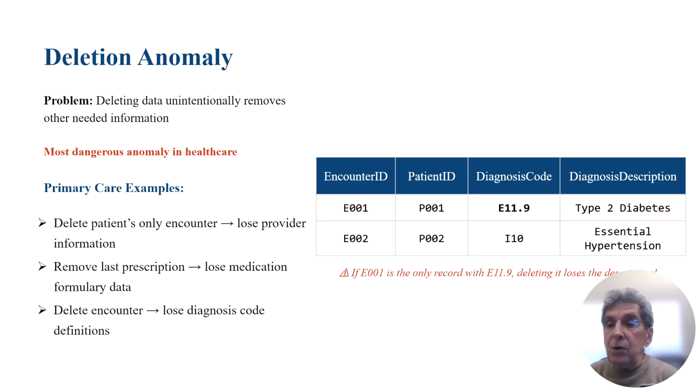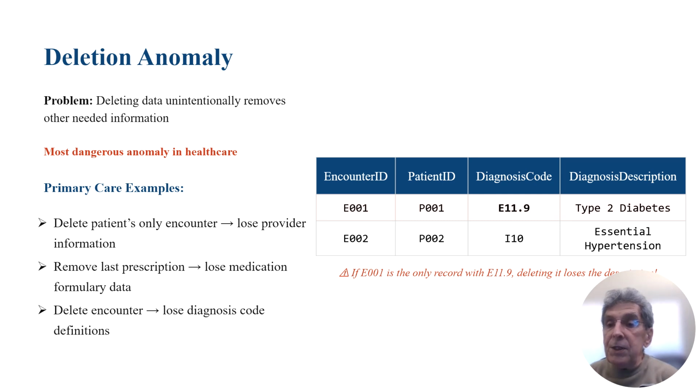Now suppose James calls and invokes his right under HIPAA to have his record deleted. You delete his encounter. In a poorly designed database where provider information is embedded in encounter records, you might have just deleted the only record that shows Dr. Smith as a physician in your clinic, if James happened to be Dr. Smith's only patient in this example.